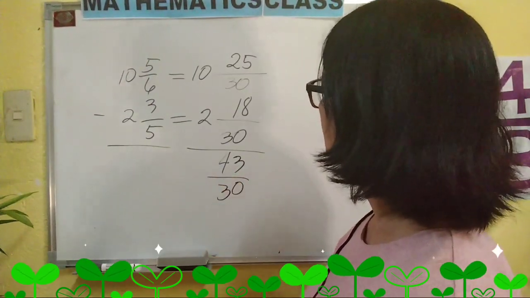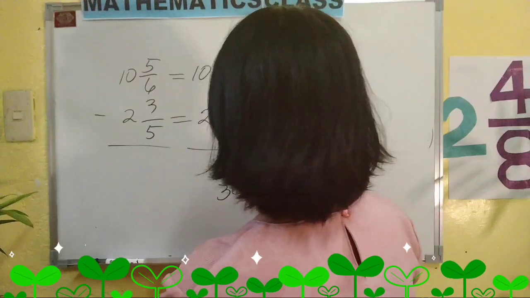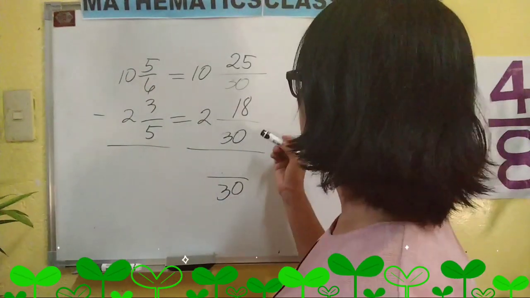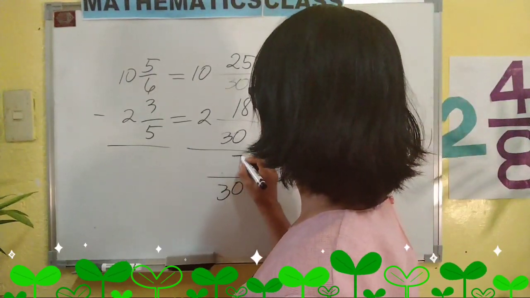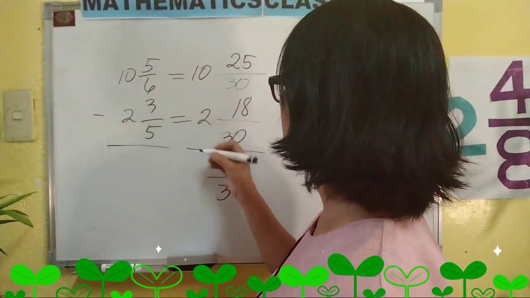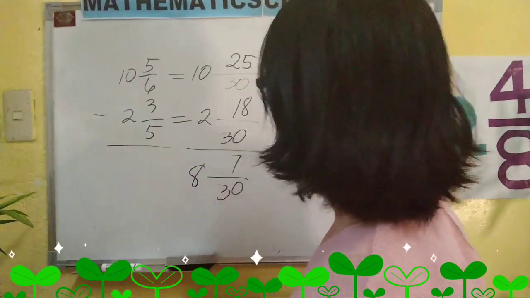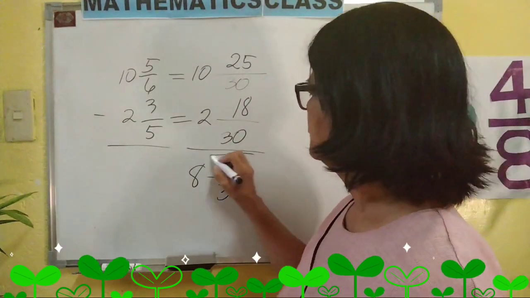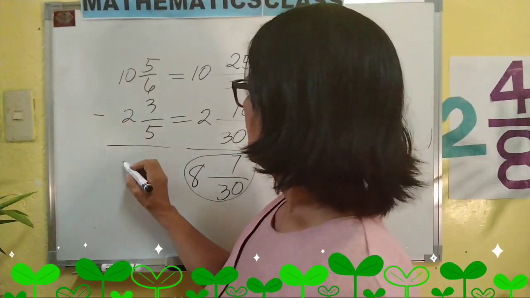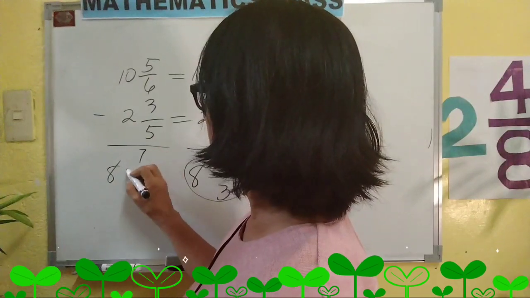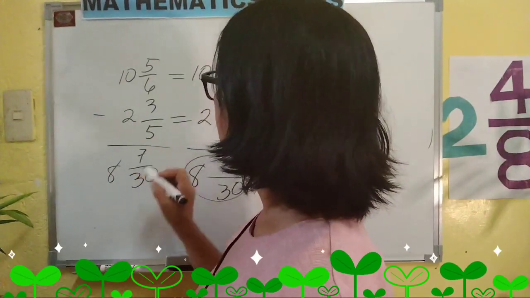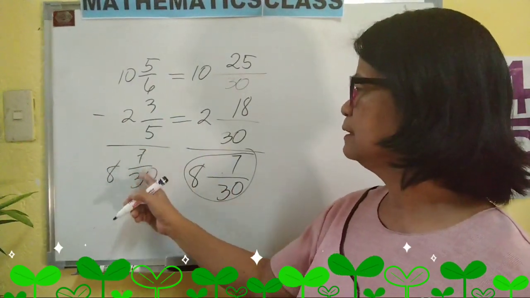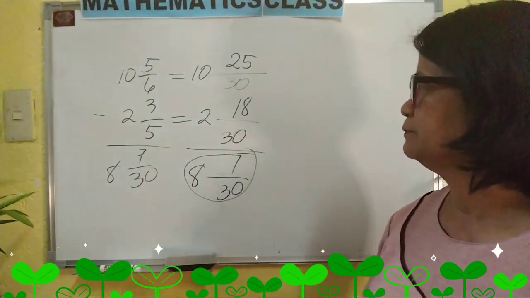And, no, not add, I mean, subtract. So, we have to subtract. 25 minus 18 equals 7. 10 minus 2 equals 8. So, the difference is 8 and 7 over 30. Therefore, 10 and 5/6 minus 2 and 3/5 equals 8 and 7 over 30.